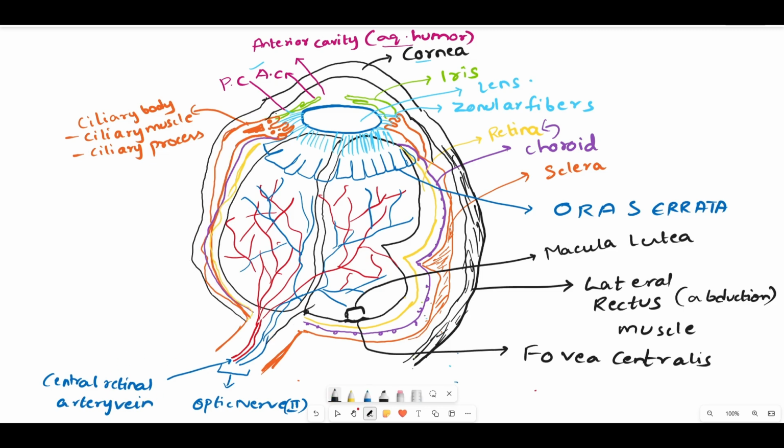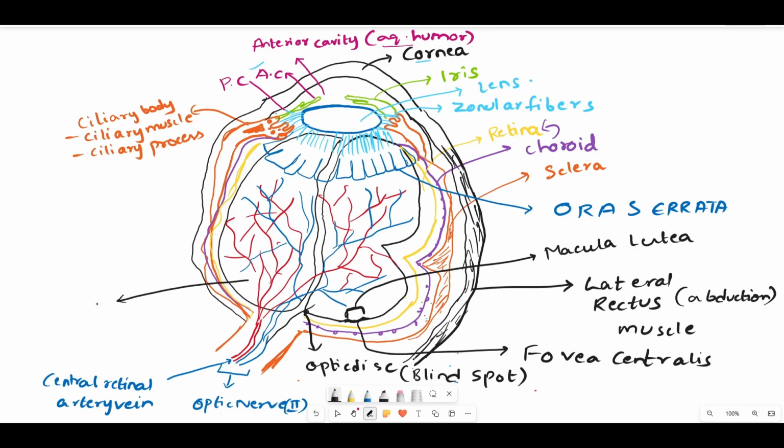In this position, we will be having one optic disc. This optic disc we can also call a blind spot. Optic disc is also called the blind spot. The optic nerve exits the eye here, so that is called the optic disc.